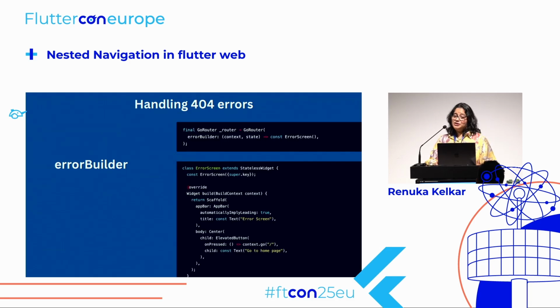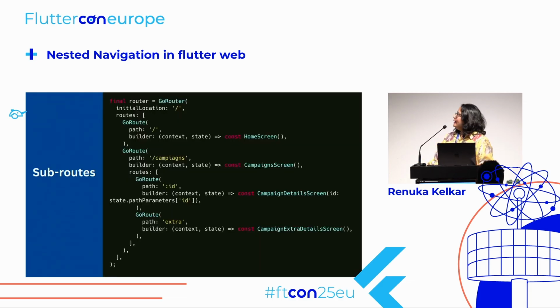And another feature is handling 404 errors. If we are doing any navigation in your application and there is something wrong, like if you have written the path wrong or something, it lands on an empty page and shows the error. That is also not good to show to the user. So if you want to have a custom-made error page, you can easily build it with the errorBuilder in Go Router.